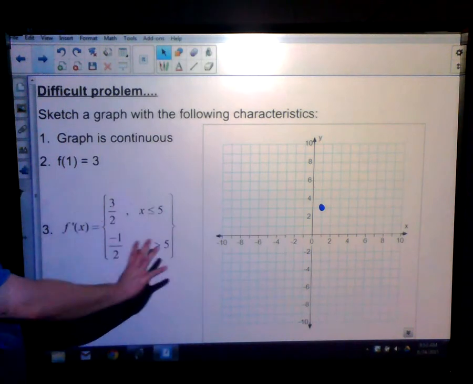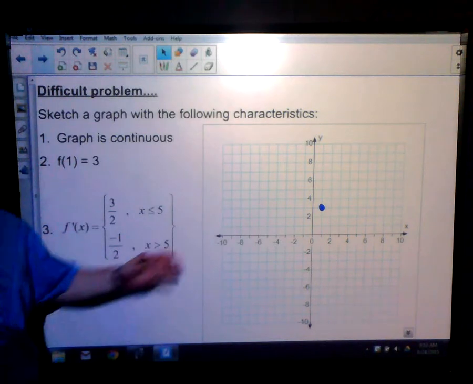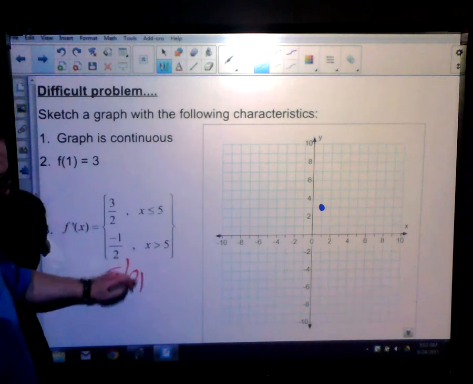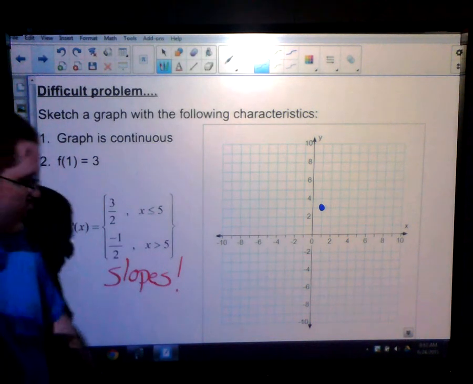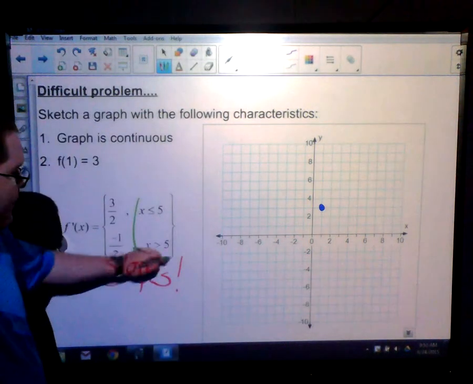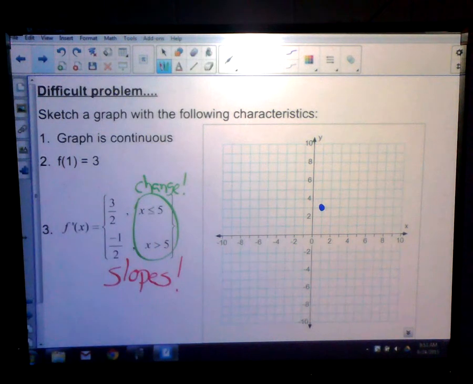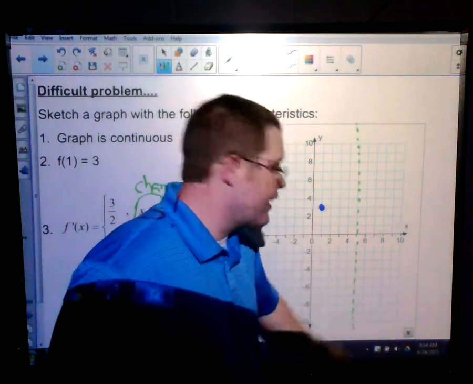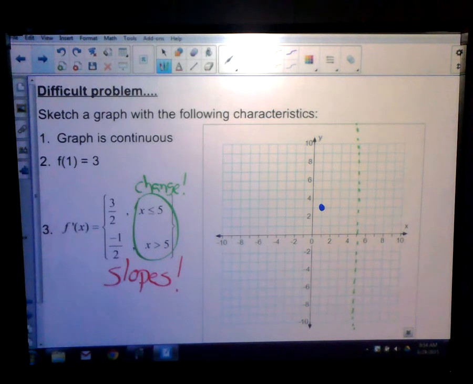Now let's talk about the derivative. What is the derivative on a graph? What does a derivative look like on a graph? These are slopes. And it's going to change slope. Where is it going to change slope? It's going to change slope at 5. So I'm going to come over here and put a little dotted line at x equals 5. Now I know that looks like an asymptote. It's not an asymptote. It's just there to remind myself that when I get to 5, I need to change slopes.